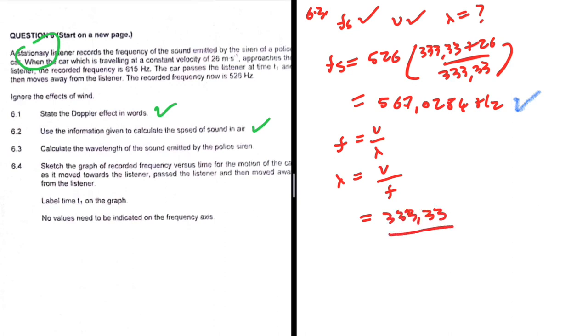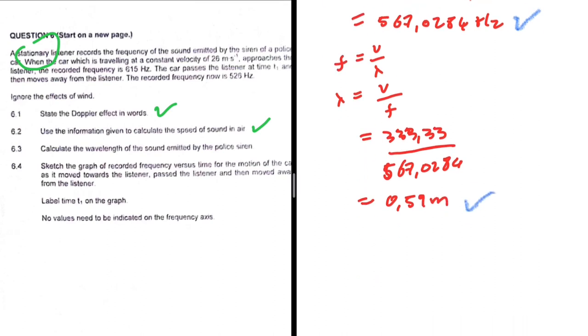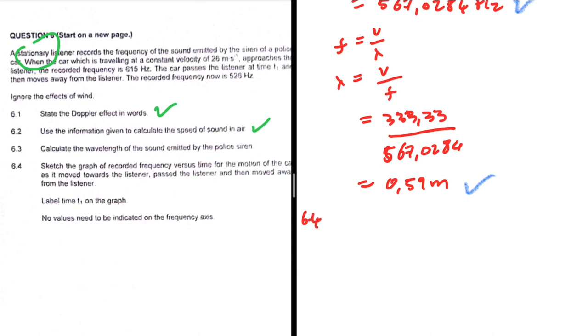333.33 divided by 567.0284. Okay, 333.33 divided by 567.0284. This is 0.59 meters. So there we go. We have the frequency. Now 6.4.